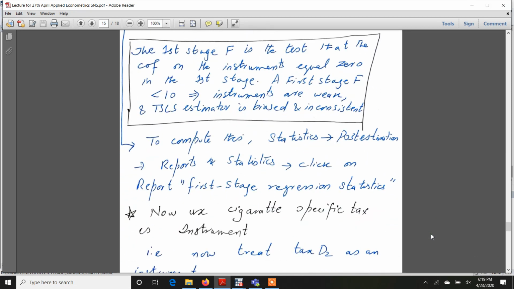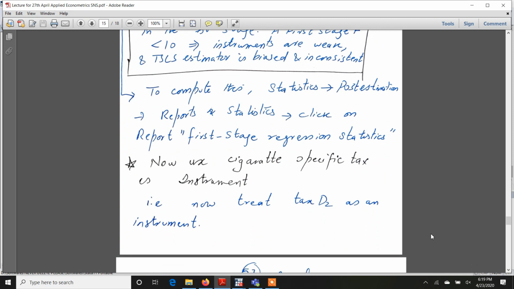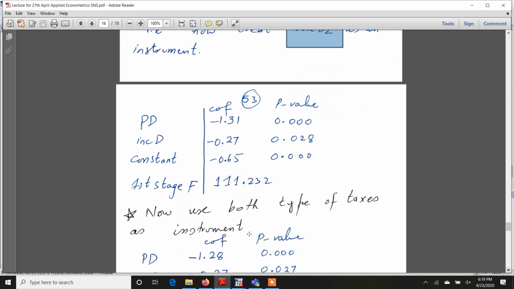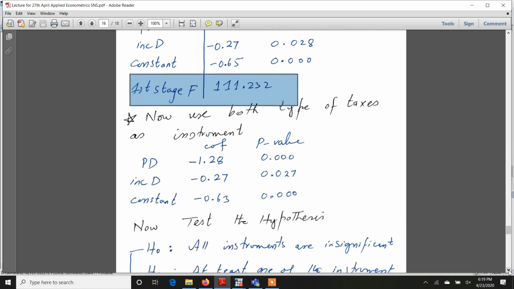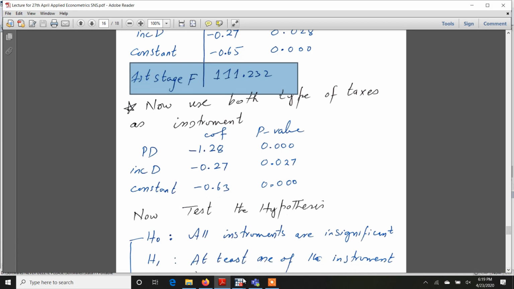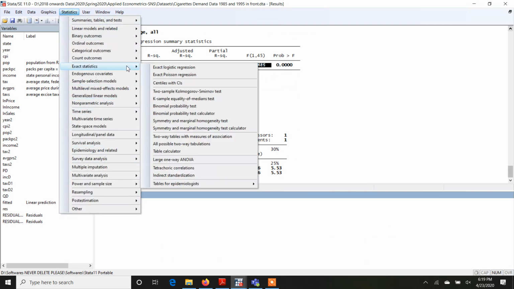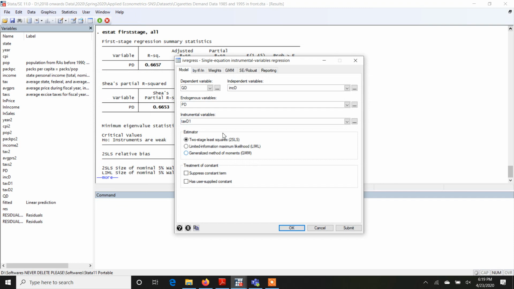Similarly, if we follow the same procedure for cigarette specific tax, that is, this time we will treat tax D2 as an instrument, then you get these results, and this is the value of first stage F. You follow the similar procedure that I have just followed for tax D1. Now if I introduce both types of taxes as instruments, I introduce tax D1 and tax D2. So let's see what happens. For the endogenous covariates, this time I introduce tax D1 and tax D2.